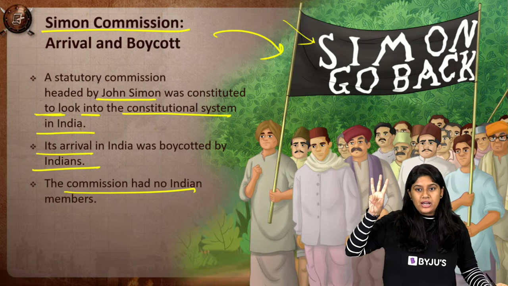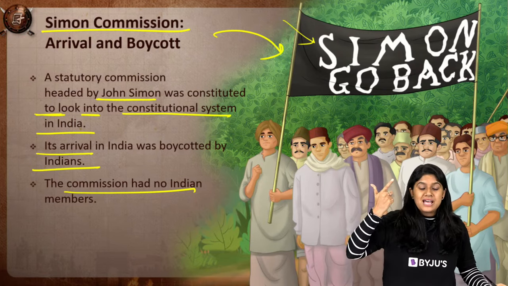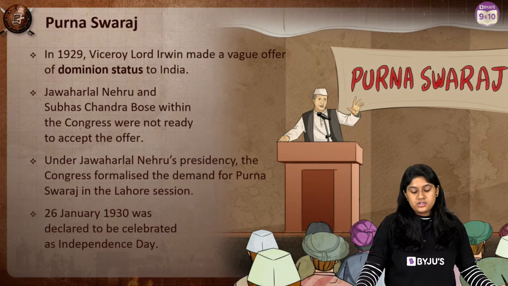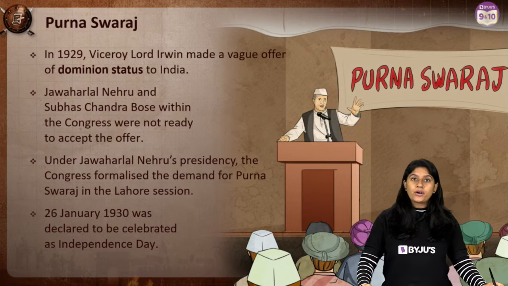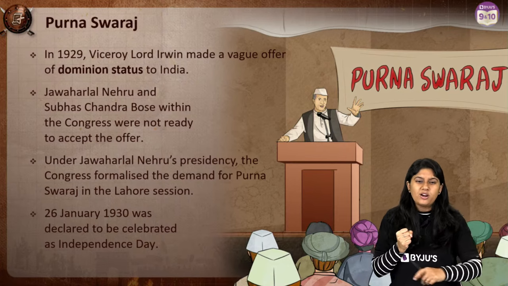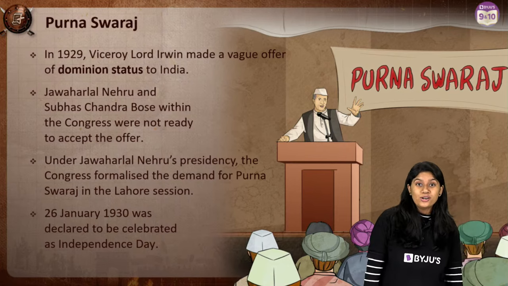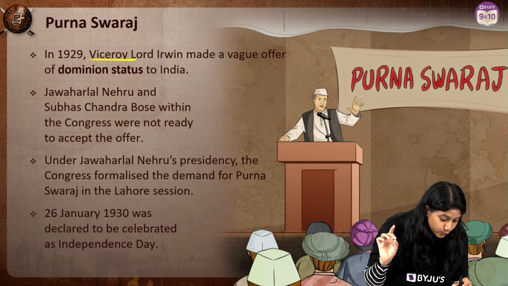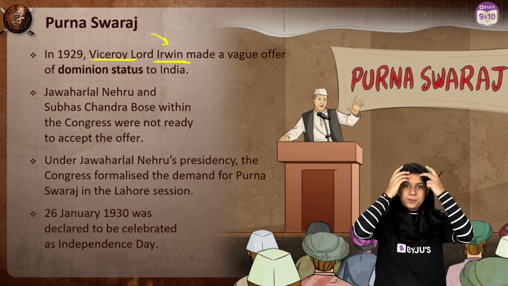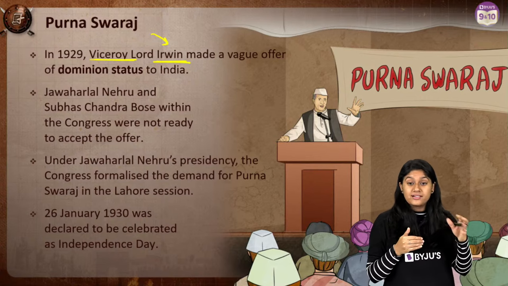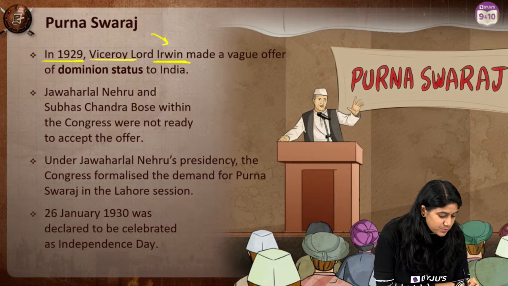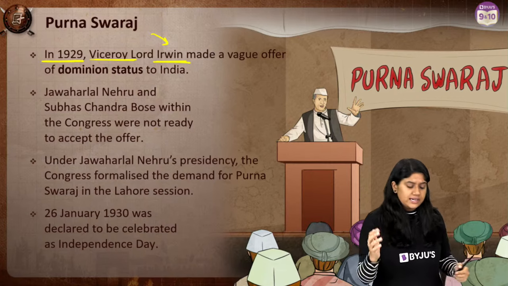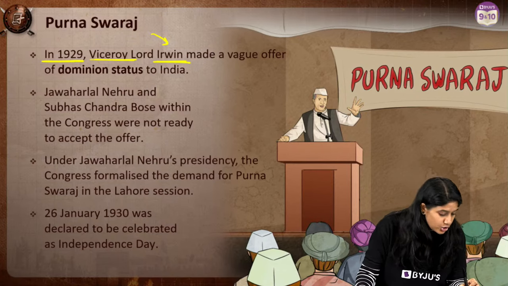So 3S we are talking about, right? Formation of the Swaraj Party. Simon Commission came to India. And the third S was the Purna Swaraj. What had happened when there was a lot of revolt against the Simon Commission? Viceroy Lord Irwin, the Governor General at that time, in 1929 thought he was doing a great thing for our country. He said, I will give you the dominion status.